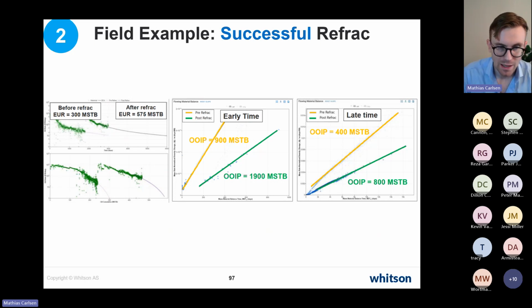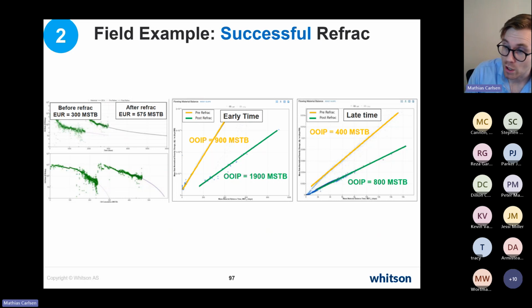And that makes sense. You would always like your EUR uplift and your MFMB uplift to be at linear scale. Why should that be a linear scale? Because of what we talked about earlier: your recovery factor multiplied with the contacted pore volume is your EUR. So this is a nice way to QC that.